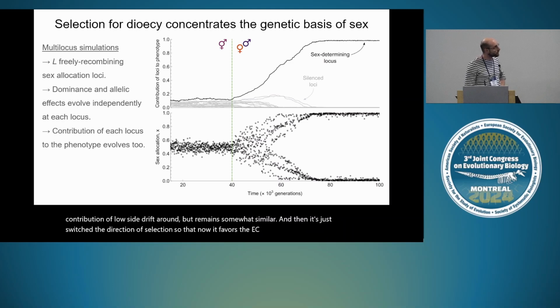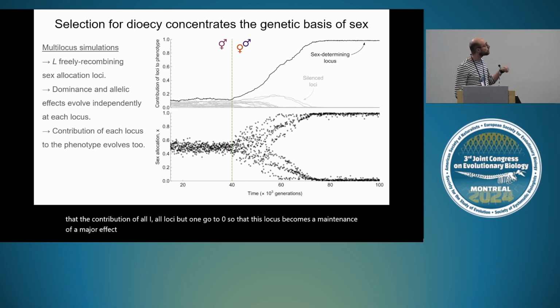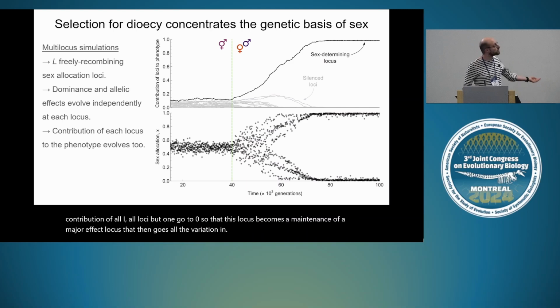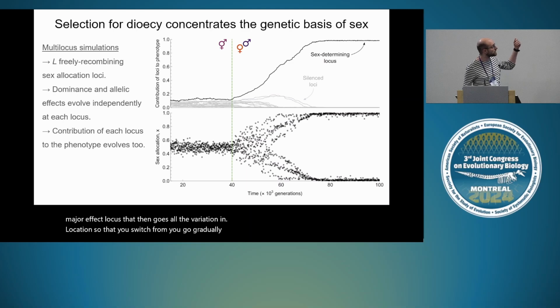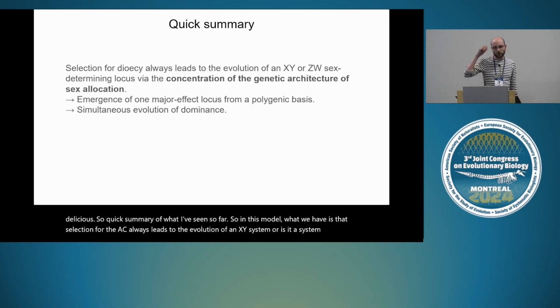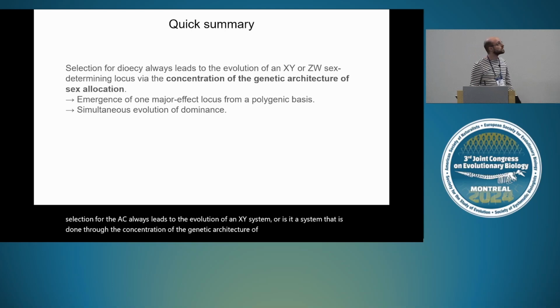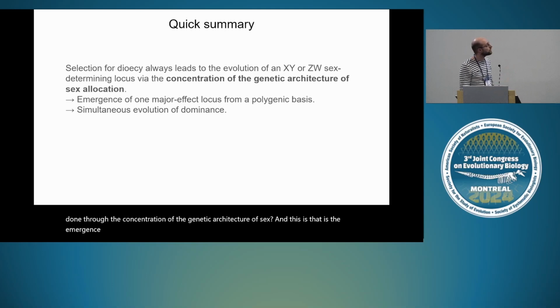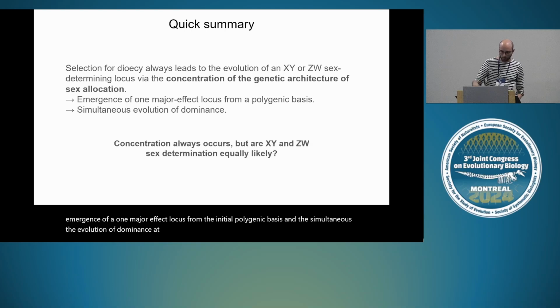And then what happens is that the contribution of all loci but one go to 0, so that this locus becomes a major effect locus that encodes all the variation in sex allocation. So you go gradually from a population that is hermaphroditic to a population that is dioecious. So, quick summary of what I've shown so far. In this model, selection for DIC always leads to the evolution of an XY system or a ZW system. And that is done through the concentration of the genetic architecture of sex. That is the emergence of one major effect locus from the initial polygenic basis and the simultaneous evolution of dominance at this locus. Right.